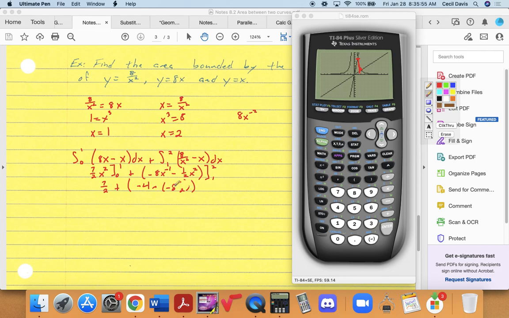So actually, let me fix this whole thing. All right. So when I substitute 2 in here, that's going to be negative 4. Minus, when I substitute 2 in here, that'll be 2. Minus, when I substitute in 1, I'll have negative 8 minus a half. So that's 3.5 plus negative 6 plus 8.5. So it'll be 9, 10, 11, 12 minus 6 is 6.